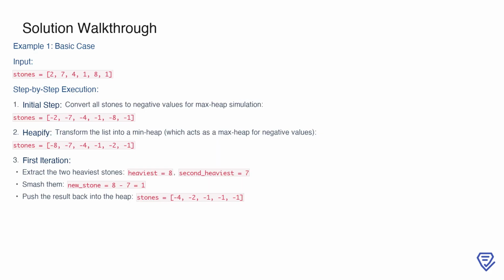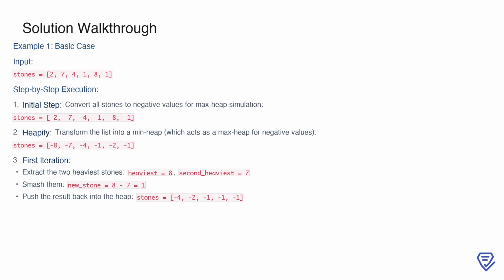To solve this problem, we start by converting the given list of stone weights into negative values. This allows us to use Python's heapq module, which provides a min heap by default, to simulate the behavior of a max heap. For the input 2, 7, 4, 1, 8, 1, the stone weights become -2, -7, -4, -1, -8, -1. Next, we apply the heapify operation, which rearranges the list into a valid heap structure. The heap now looks like -8, -7, -4, -1, -2, -1, with the smallest element, representing the largest original weight, at the root.